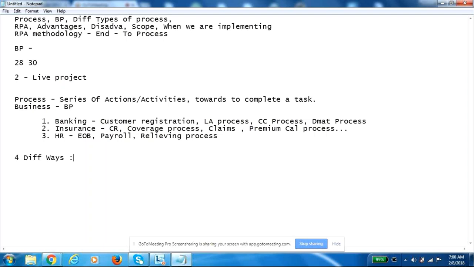This business process we are performing in four different ways. So what are the four different ways? We'll give the plan of what exactly the four different ways are in which we implement this business process, and how it is related to robotic process. We'll get a clear picture of why we are going for robotic process now. So shall we move to the four different ways of business process which we implement in projects? Yes, sir. Four different ways. Any clarification so far?